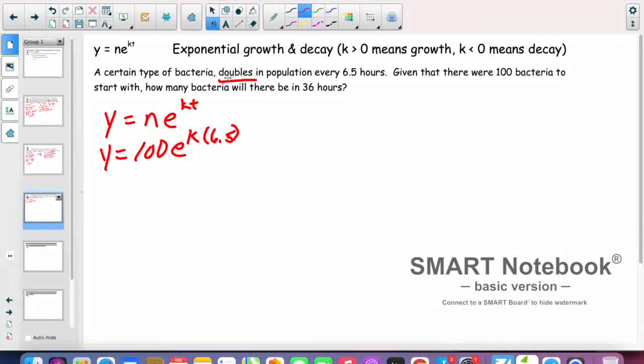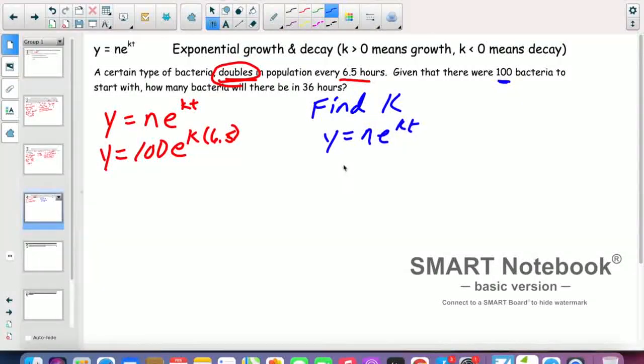That's why we need to recognize what this is telling us. It's telling us that your population doubles in 6.5 hours. We have to deal with that first to find our k value so that then we can plug into this equation. So I'm going to find k first. I'll use the 100. It starts with 100, so if I've got y equals Ne^(kt), N is 100. Now they're telling me it doubles every 6.5 hours. So 100 will become 200, and that takes 6.5 hours to happen.